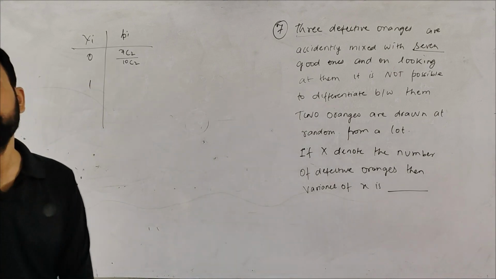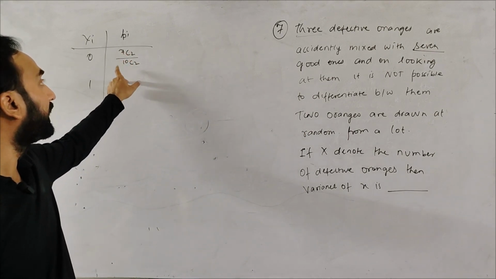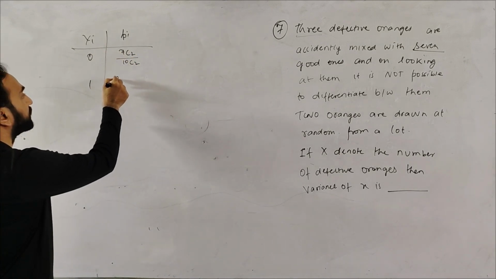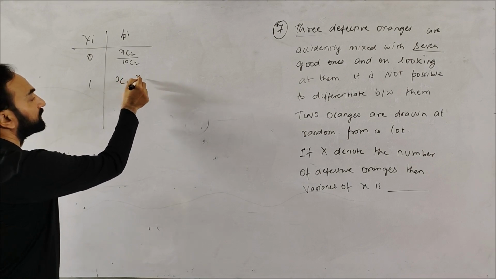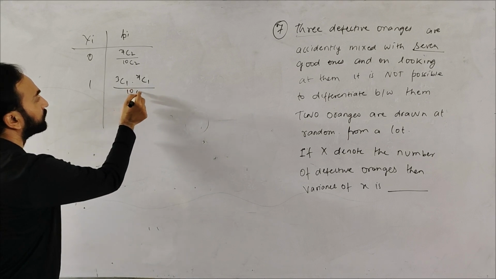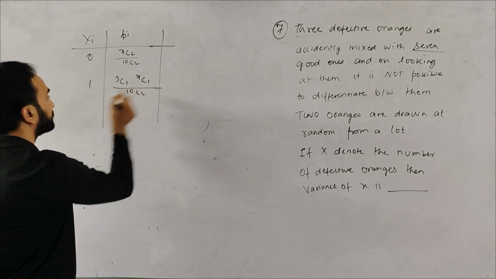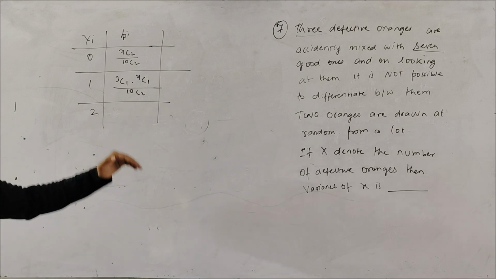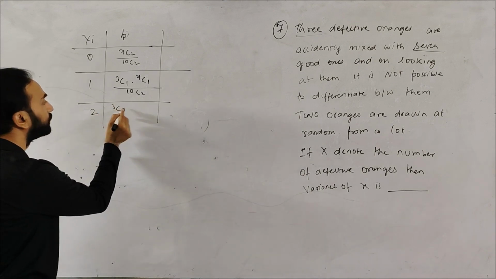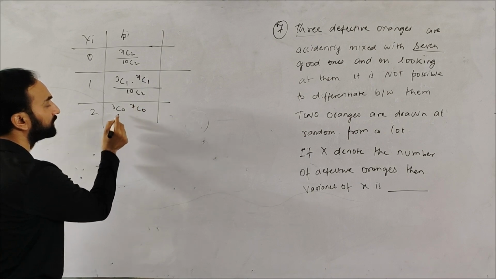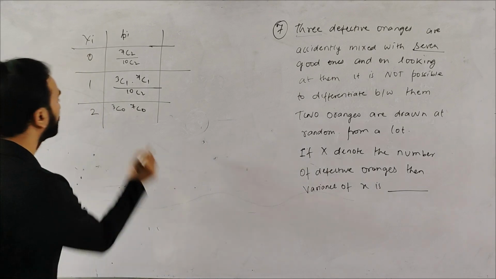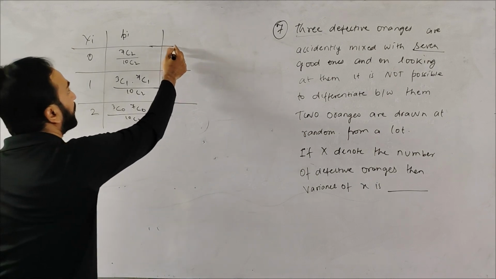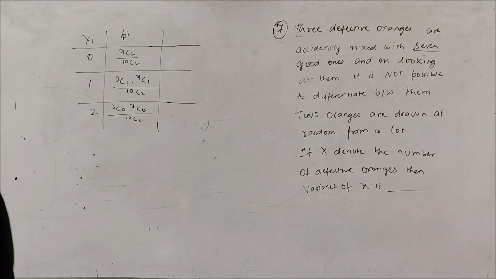And then 1. I want 1 from the defective and 1 from the good one. So 1 from the defective is 3C1, and 1 from the good is 7C1, divided by 10C2. Just do the calculation and tell me. And then when it is 2, both the defective oranges, it means 3C2, and here it is 7C0, divided by 10C2. Now do the calculation for it and tell me how much you are getting for these values.